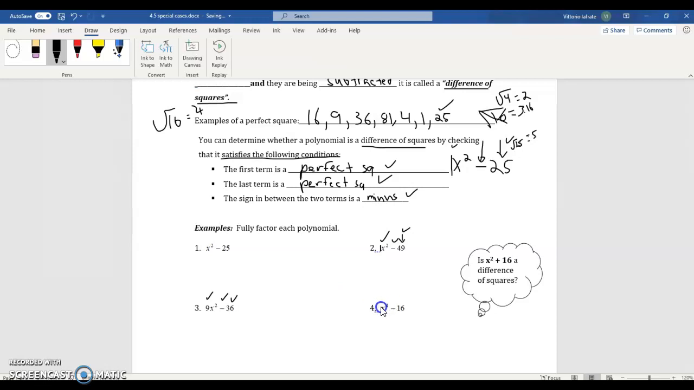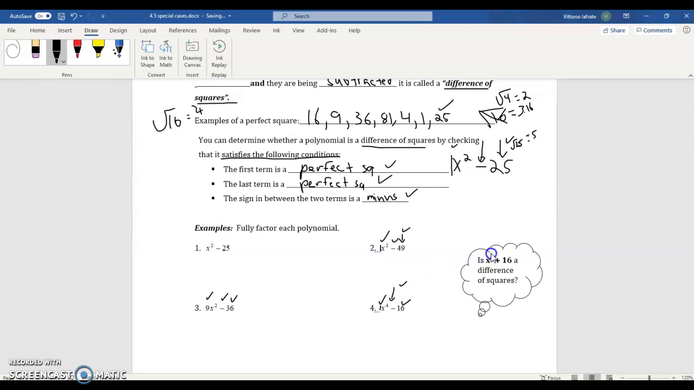Same idea here. We have 1x to the 4th minus 16. The square root of 16 is 4. So that means 16 is a perfect square. 1x to the 4th, well, if you take the square root, that's x squared, so 1. The square root of 1 is 1. So that's a perfect square as well. And then there's a minus in between. So that means that we have a difference of squares again.